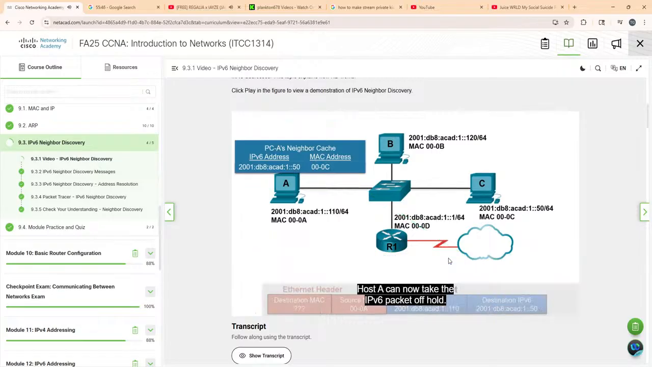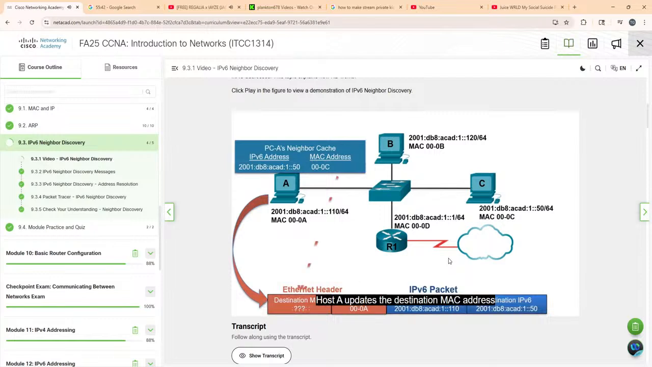Host A can now take the IPv6 packet off hold. Host A updates the destination MAC address with the address associated with the destination IPv6 address and forwards the frame and IPv6 packet to host C.